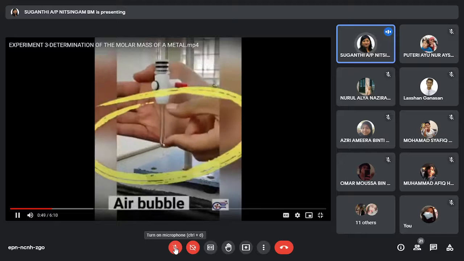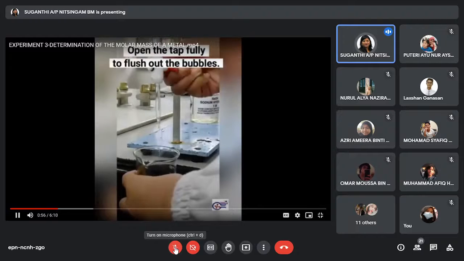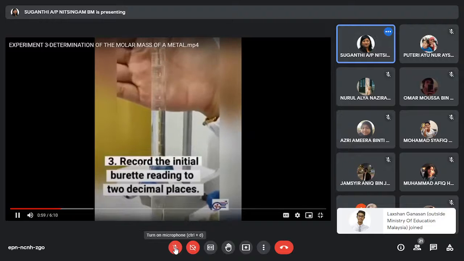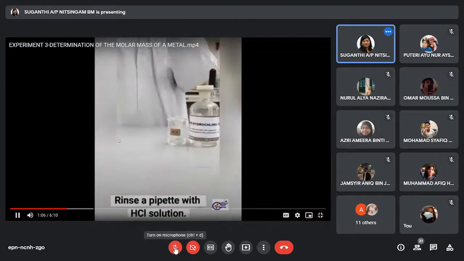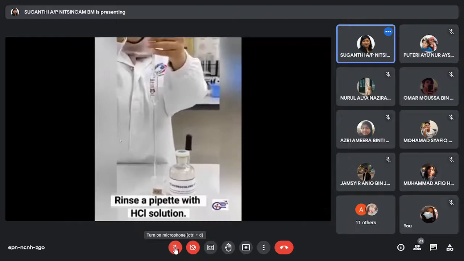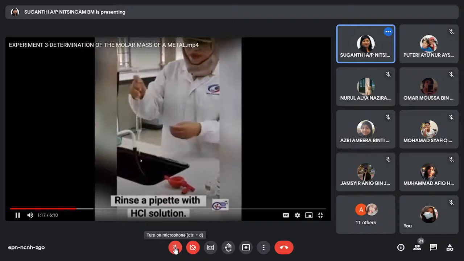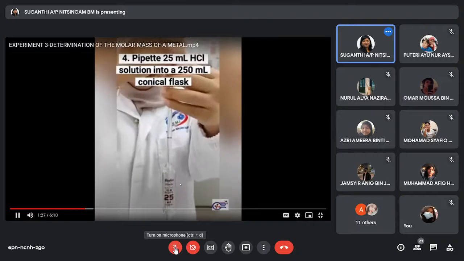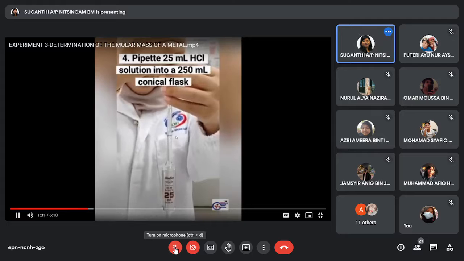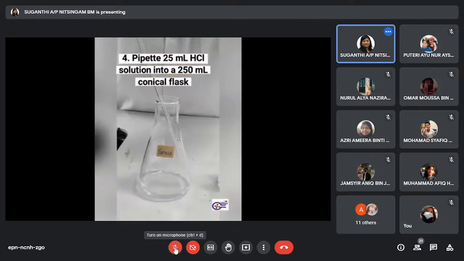Okay, see there's an air bubble there. So how do you remove an air bubble? Open the tap fully to flush out the bubble. So you open it a few times. This one they just record. Okay, they rinse the burette first. Okay, this is a graduated mark.